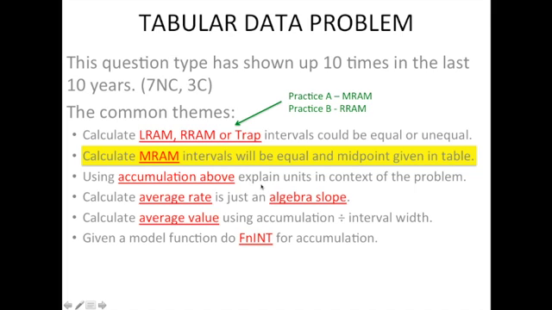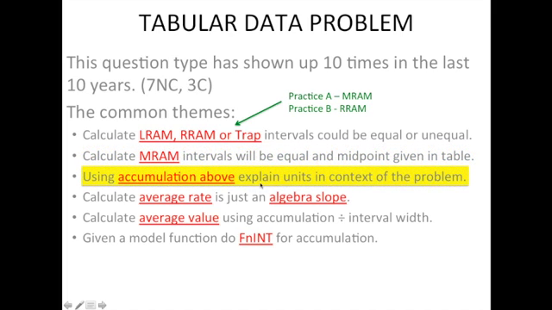And then typically, after they have you do that accumulation calculation, they have you explain the units and context of the problem. So an example would be having data in feet and then maybe we have a velocity in feet per minute. And so since an accumulation is multiplying length times width, we would end up with units of feet, and then you'd have to explain what the units of feet mean in context of the problem. Maybe that would be like the distance traveled or something like that.